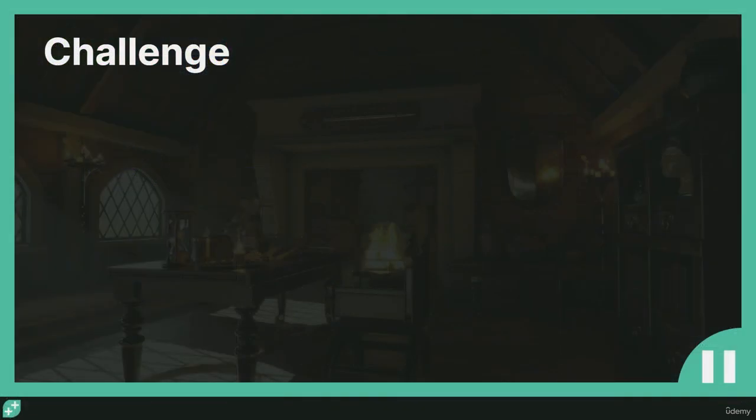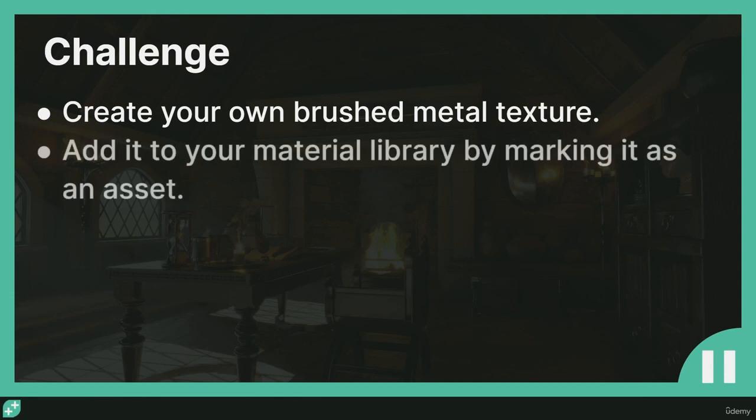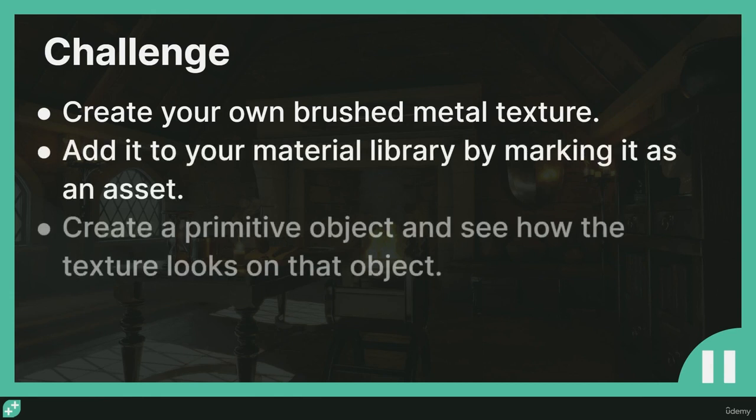Okay, so it's challenge time again. Your challenge in this video is to create your own brushed metal texture. Add it to your material library by marking it as an asset. And then you're going to create a primitive object and see how the texture looks on that object. It can be any object you want. Have a go and try that.